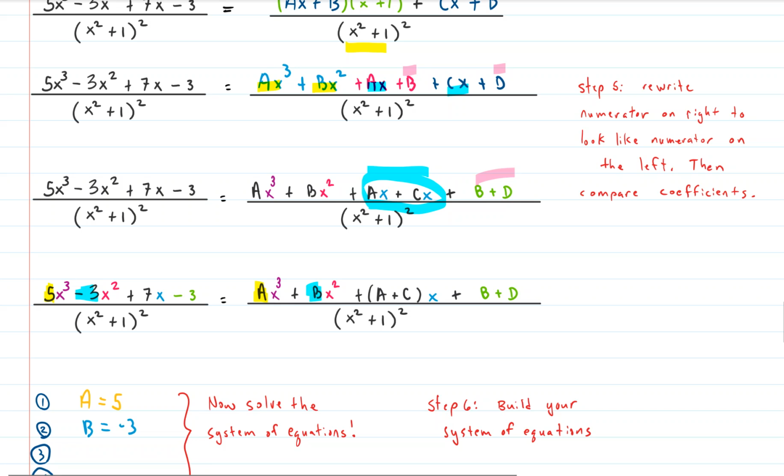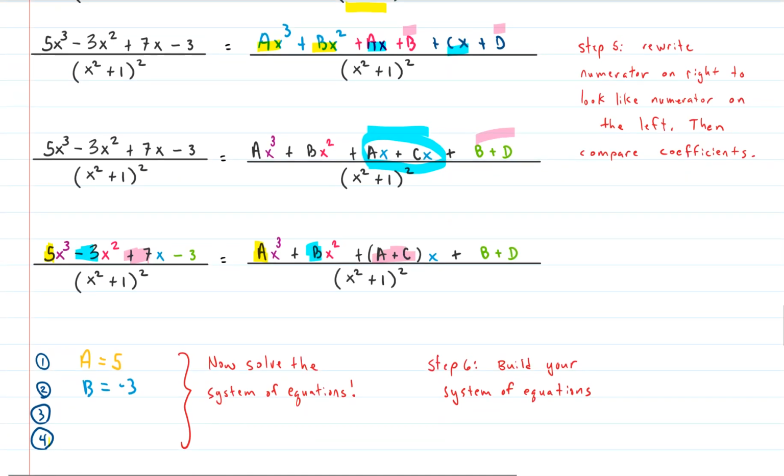How about we compare the terms with an x now? So on the left we have +7. On the right we have a plus c. So we know that a plus c must equal 7.